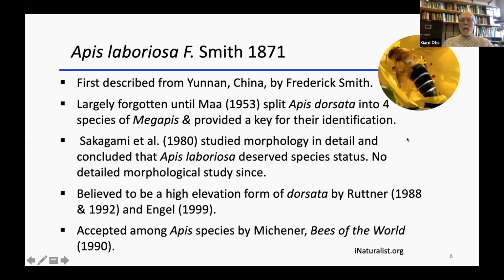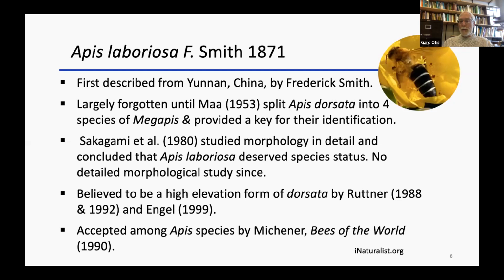Apis laboriosa really is understudied, probably because it nests typically in cliffs and inaccessible locations high in the mountains. Sakagami 40 years ago was the last person to really look in detail at the morphology of these bees. And he actually concluded that laboriosa deserves species status. He said that the differences between laboriosa and dorsata, in his opinion, were even greater than the differences between cerana and mellifera. But there hasn't been any other detailed morphological study since then.